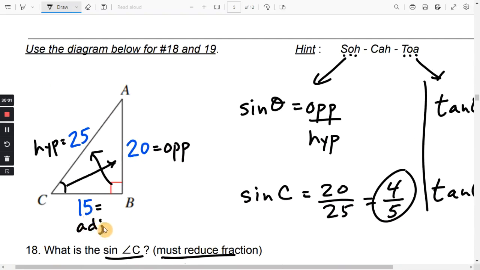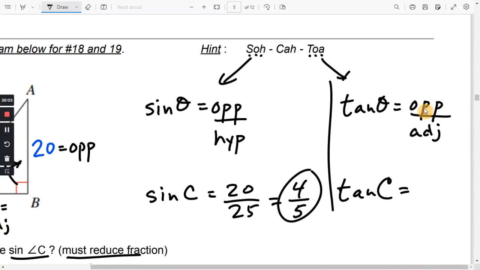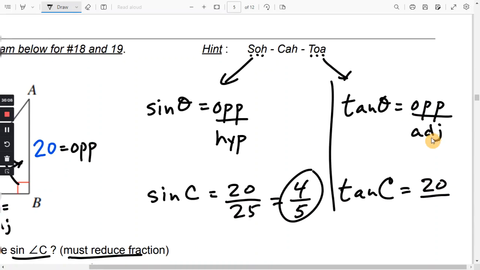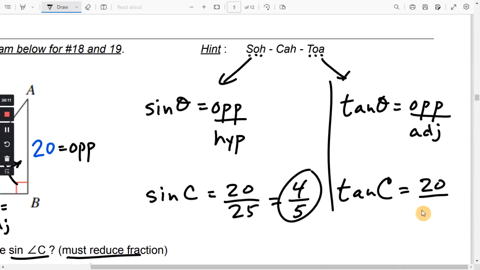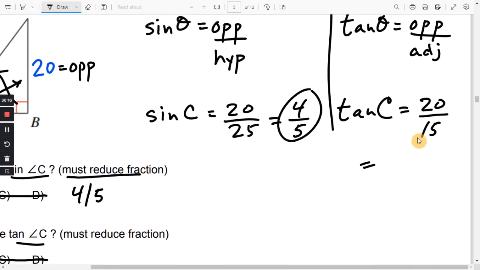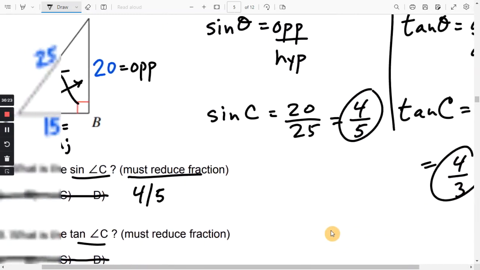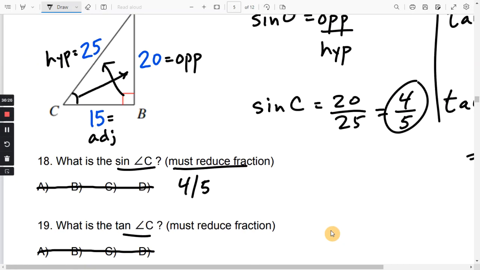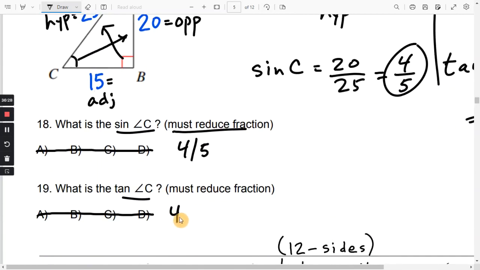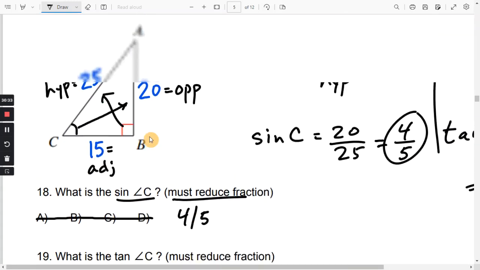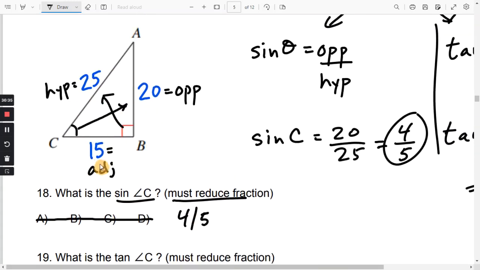ADJ, adjacent. All right, so in place of opposite, I plug in 20. And in place of adjacent, I plug in 15. All right, once again, must reduce. 20 divided by 5 is 4. 15 divided by 5 is 3. So that's it, 4/3 for number 19. All right, on the test, I'll give you the same angle for both, so you don't have to label the triangle more than once.